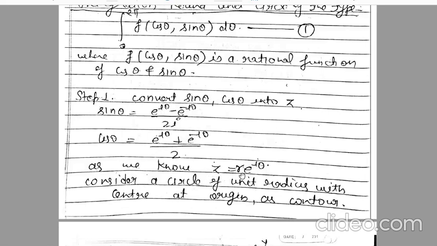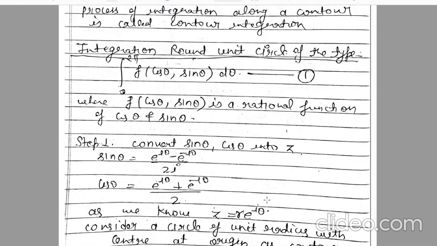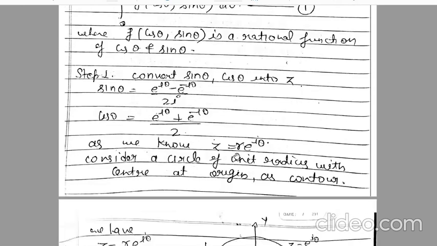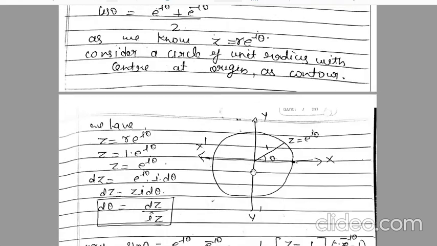As we know also, z is equal to r e to the power i theta. This is a complex number in polar form, that is, the r theta form. So this is our polar form, and there is a point here on a circle of unity, that means radius 1. So you can put r equal to 1. Consider a circle of unit radius with center at origin as contour, that means r is 1. So we have z equal to e to the power i theta. This is your circle, this angle is theta, and the radius is 1.